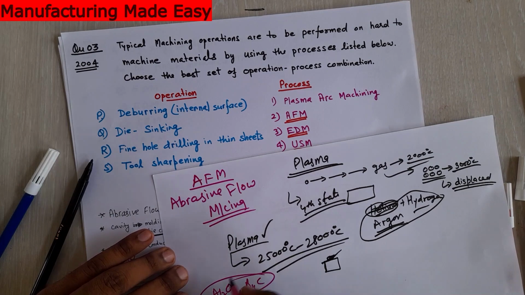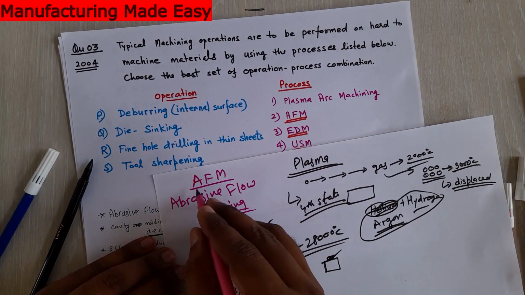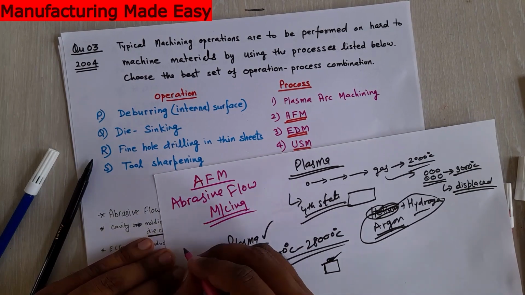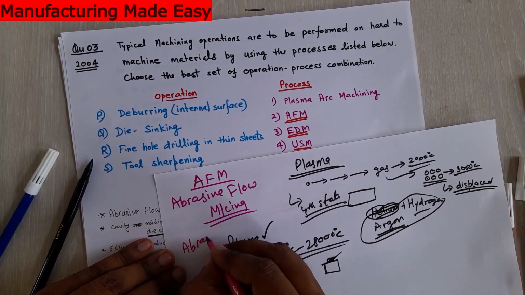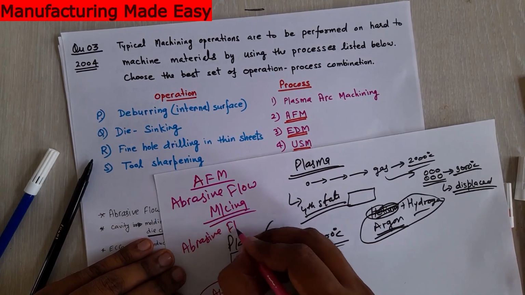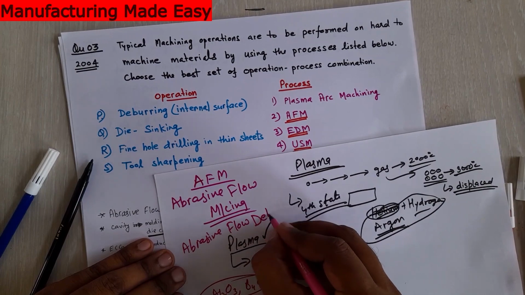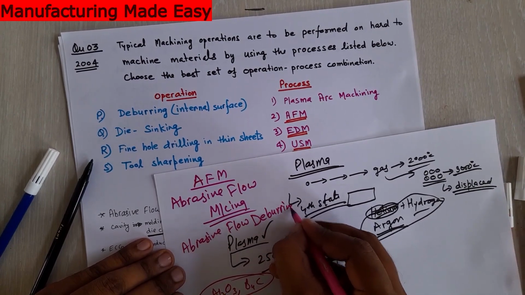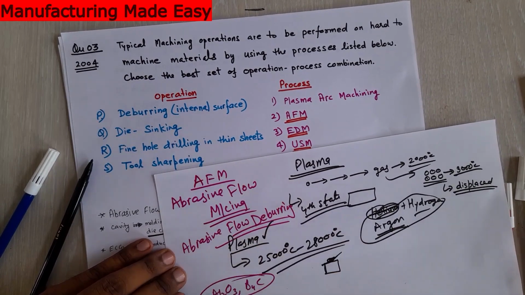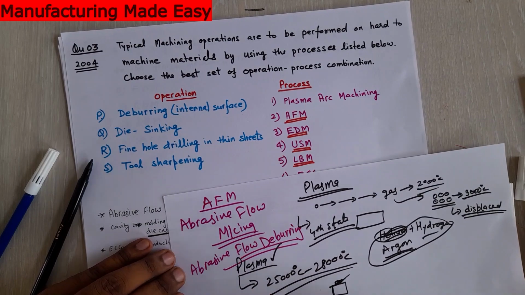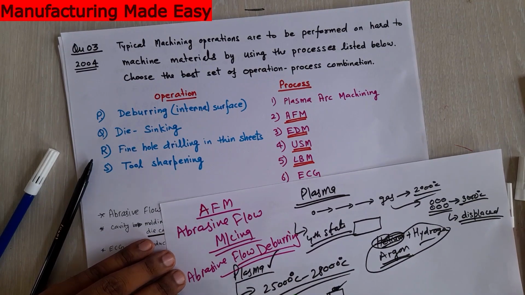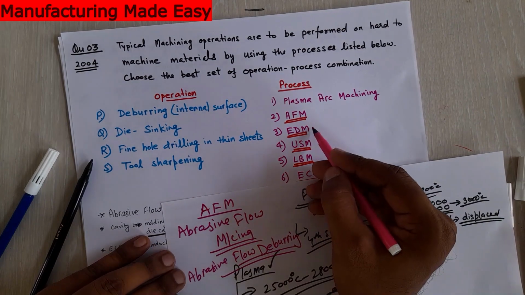So this is called abrasive flow machining, and it is generally used for internal parts. It is also called abrasive flow deburring. These are generally used for finishing the internal part or internal surface of any part or job. Next is the EDM, I have explained earlier.